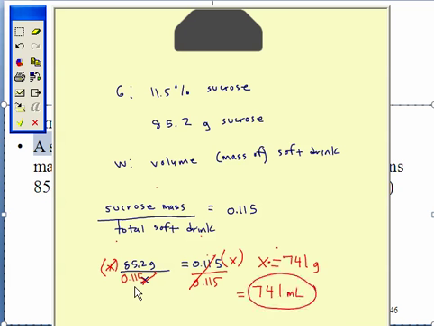And this makes sense. My percentage of sucrose is a little over 10%, and 10% of 741 would be 74 grams. And I have a little bit more than that as my grams of sucrose. So this answer makes sense.